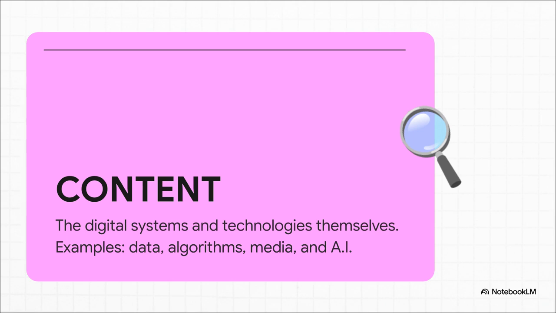Next up, we've got content. This is the actual stuff of the digital world. It's the systems and technologies we're using every single day. So we're talking about the data that's being collected, the algorithms that are deciding what you see in your feed, and of course, the media and AI systems we interact with.